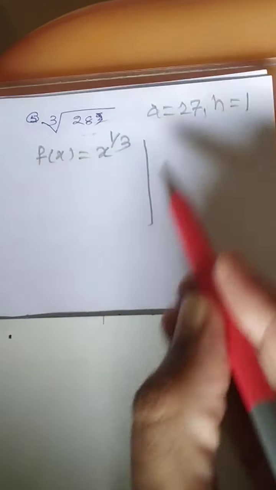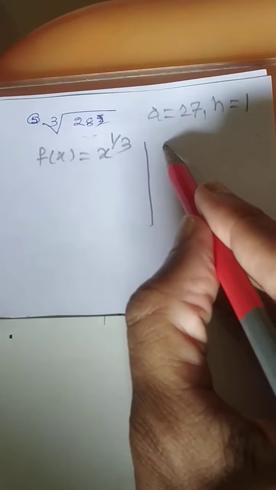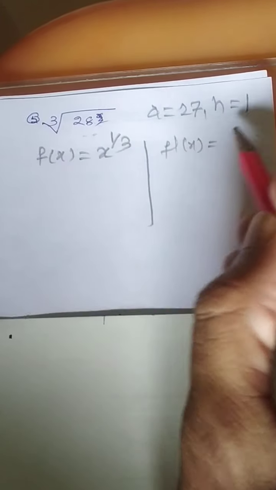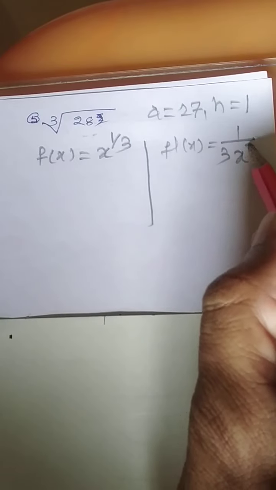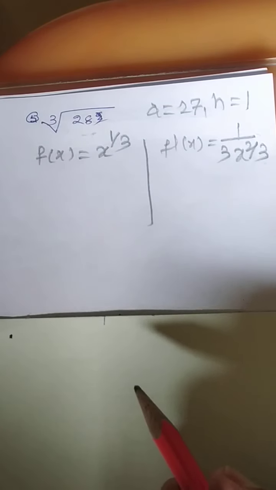What I told you, after observing these three things, get f dash of x. F dash of x is 1 by 3 x raised to power minus 2 by 3. Shall I write over here like this? We have seen in the previous question.